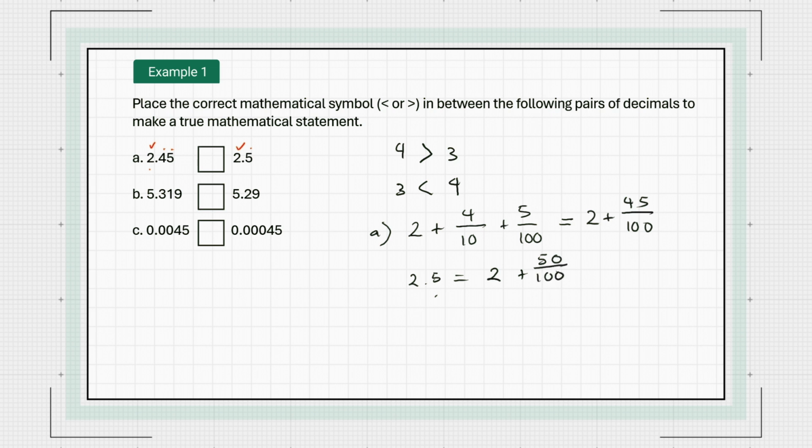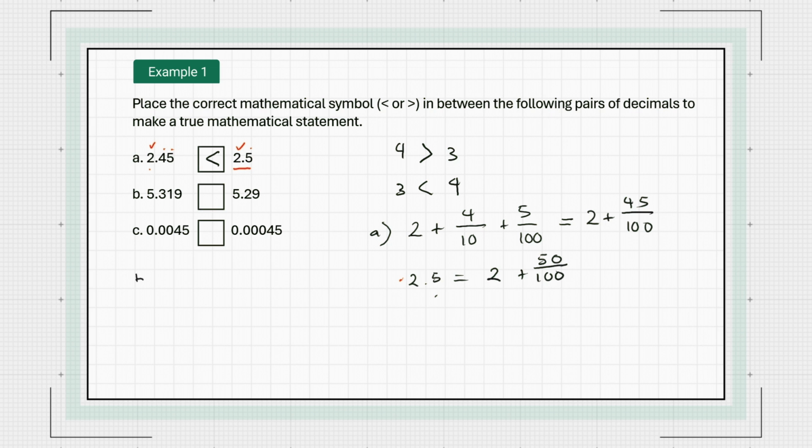So in this case, the second one here is the larger number. So we point away from the larger number, and it's read 2.45 is less than 2.5.